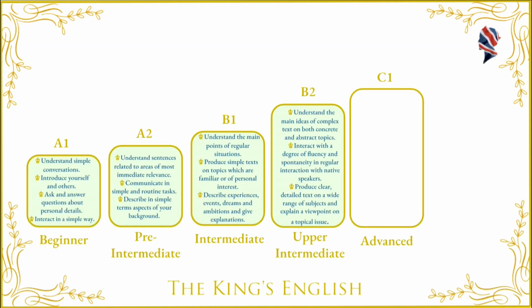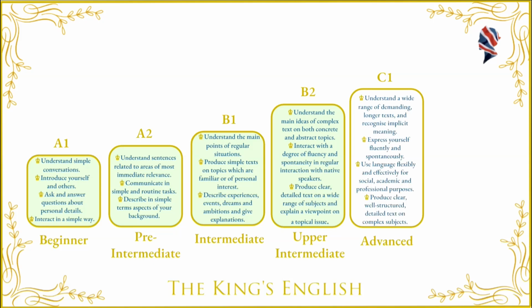So as a C1 advanced learner, you can understand a wide range of demanding longer texts and recognize implicit meaning. Express yourself fluently and spontaneously. Use language flexibly and effectively for social, academic, and professional purposes. Produce clear, well-structured, detailed text on complex subjects.